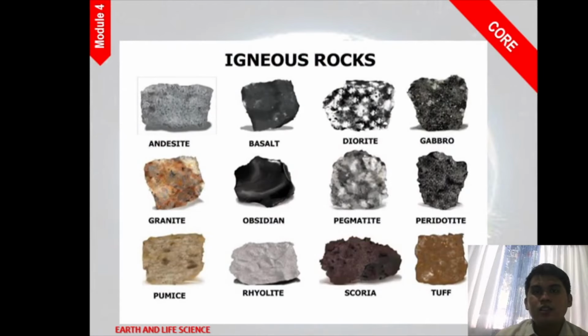These are the different examples of igneous rocks. As you can see, it seems that they are formed from magma or molten rocks and then harden as they solidify and cool on the Earth's surface.